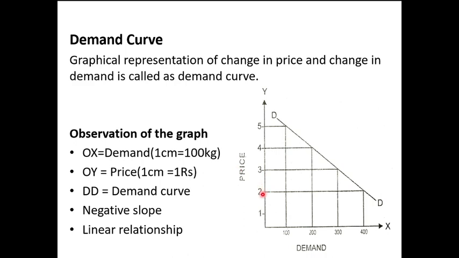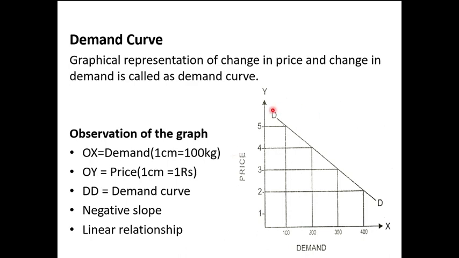Now the price is increased from 2 to 3 rupees. The demand is also decreased to 300 kg, from 400 to 300. Then the next one: when the price is further increased to 4 rupees, the quantity demanded is reduced to 200 kg. When the price is further increased to 5 rupees, it is reduced to 100 kg. So this kind of downward slope is what you get at the end.